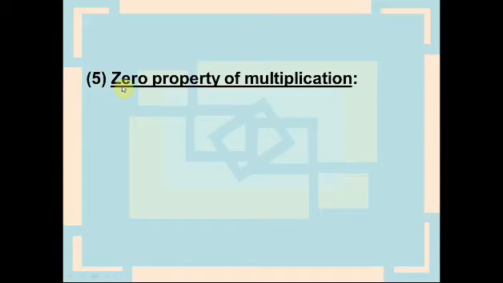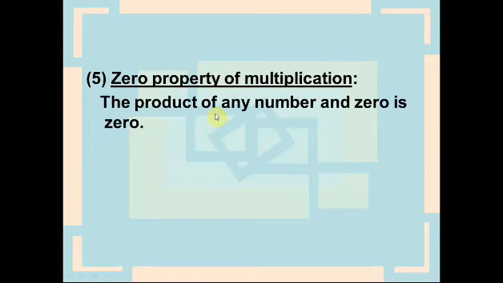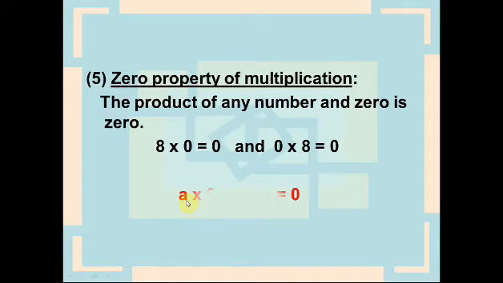The fifth property, zero property of multiplication. The product of any number and 0 is 0. For example, 8 multiplied by 0 equals 0, and 0 multiplied by 8 also equals 0. A multiplied by 0 equals 0 multiplied by A equals 0.